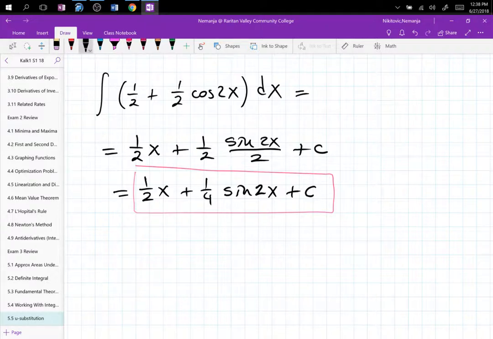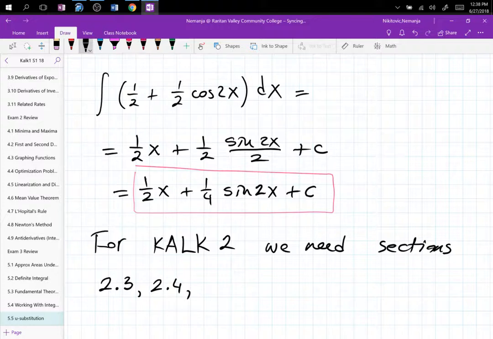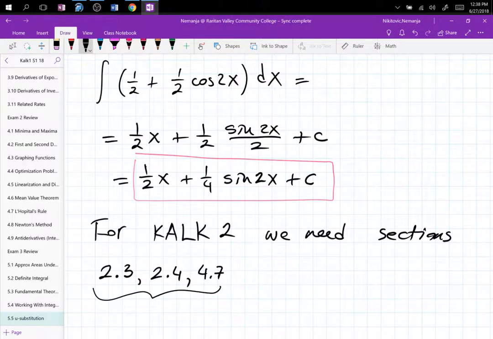So for Calc 2, we need, from Calc 1, these sections. We need 2.3, 2.4, that's the vertical asymptotes, I'll explain that as well. We need 4.7. All of these sections are limits.